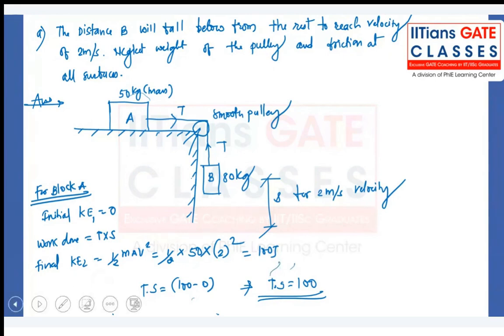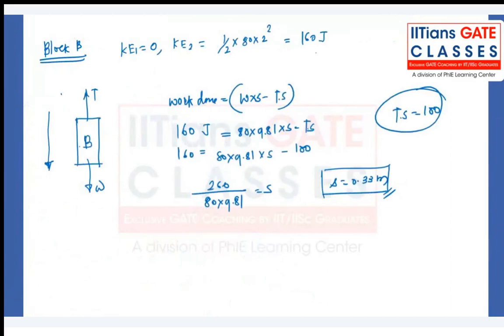So in order to calculate it, we have drawn the free body diagram of block B. In block B, we can see the motion is downward, right? The driving force for this work done is W minus T. So work done is equal to (W minus T) into S, where S is the distance traveled. So W into S minus T into S is the work done. And again, initial kinetic energy is 0, final kinetic energy is half m v square, which is 160. So 160 minus 0 is 160, and that is equal to W, which is 80 into 9.81, into S minus TS, which we have calculated previously, that is 100. Since it is a frictionless pulley, we can directly put 100 here. Otherwise, this term will change. From this, we calculate the value of S.